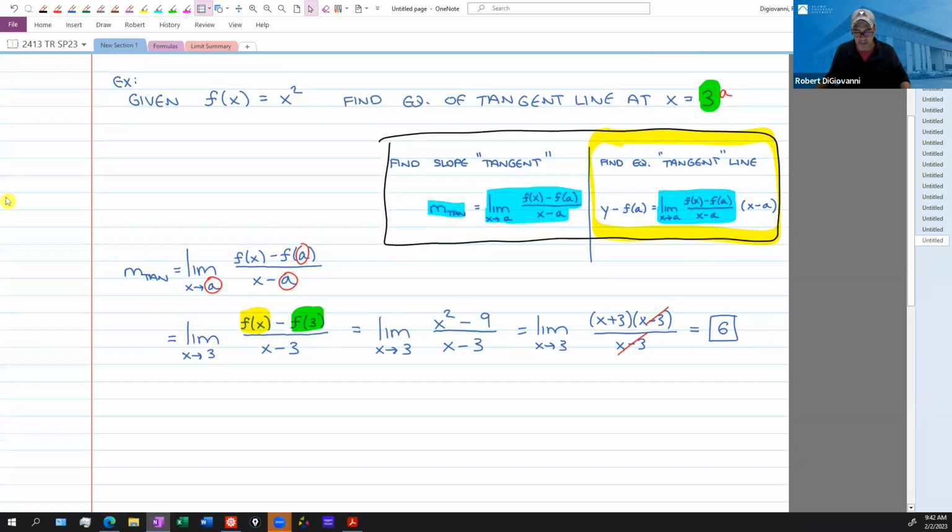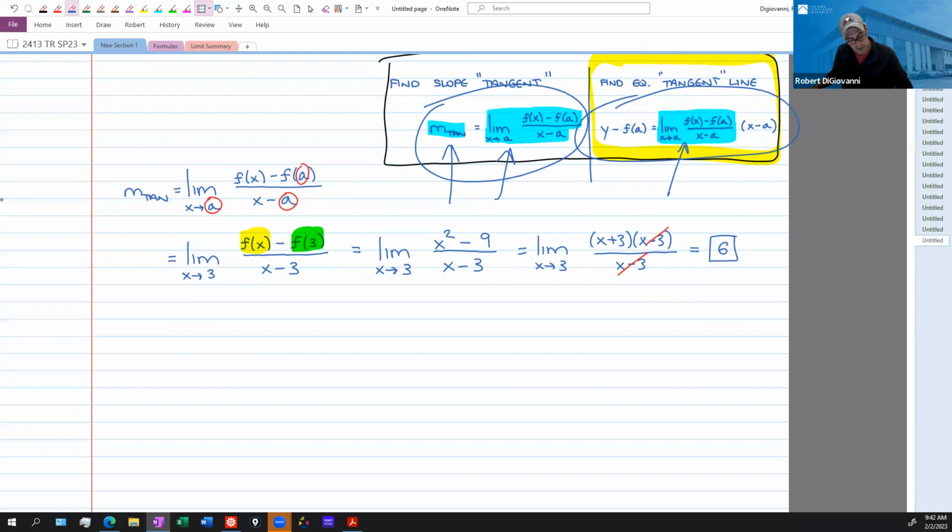So we have the slope, right? That's the blue part. We've done that. We just found this. And now we're going to plug that into this formula right there. So let me write the formula down. I'm getting the equation now. So y minus f of a equals, now I'm going to put the 6 there because I don't want to write that big thing down again, the limit. We just did that limit. And then x minus a.